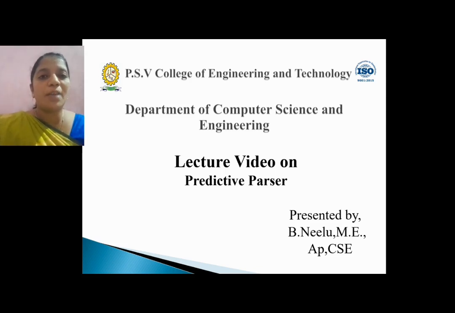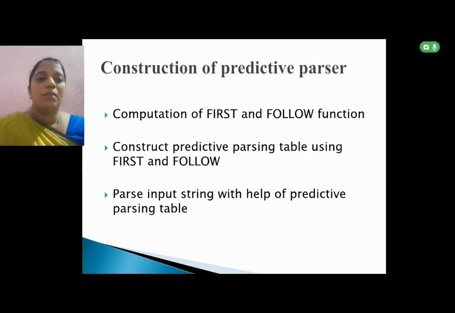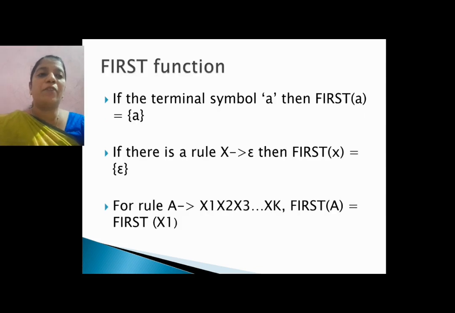The video is about Predictive Parser. Predictive Parser is otherwise called LL1 grammar. Here the first L stands for left, and the second L stands for leftmost derivation. The last one is that it uses one input symbol at each step. For finding a predictive parser, we need to know two things. One is the first function, and the other is the follow function. To find the first function, we have some rules.